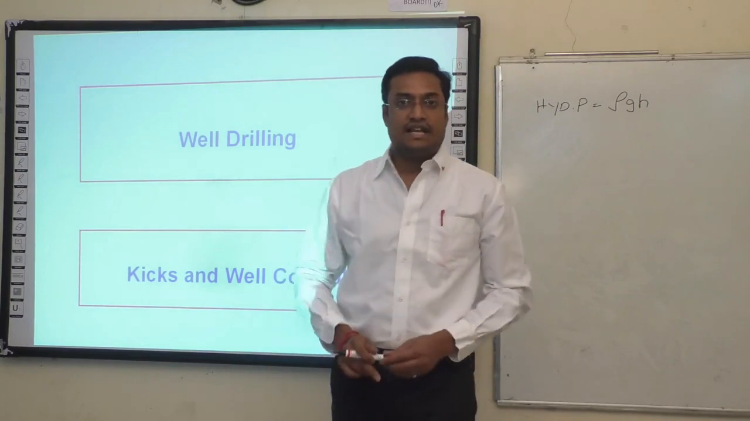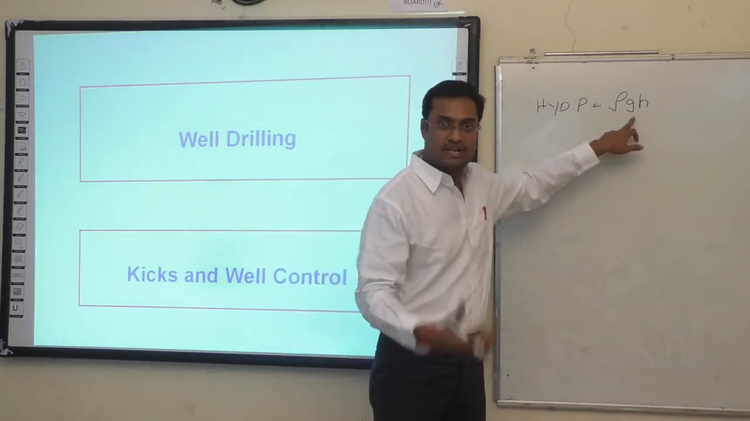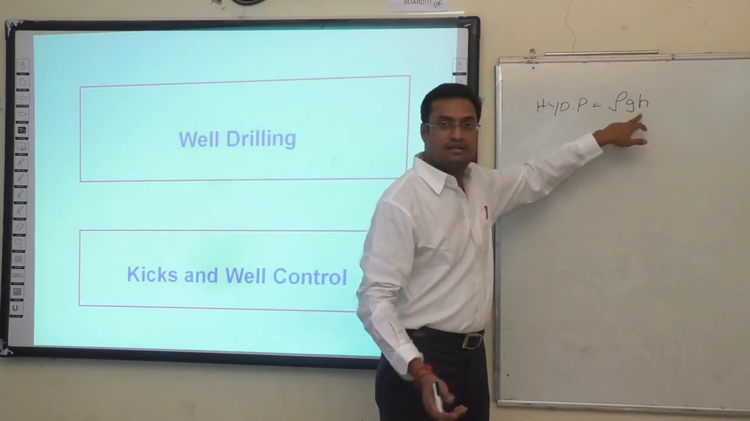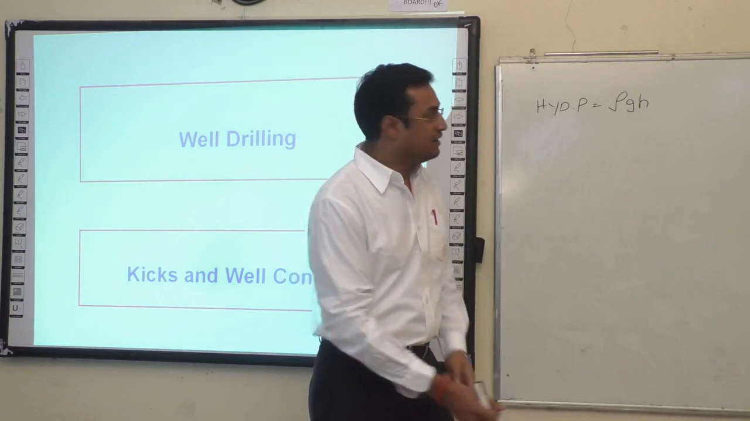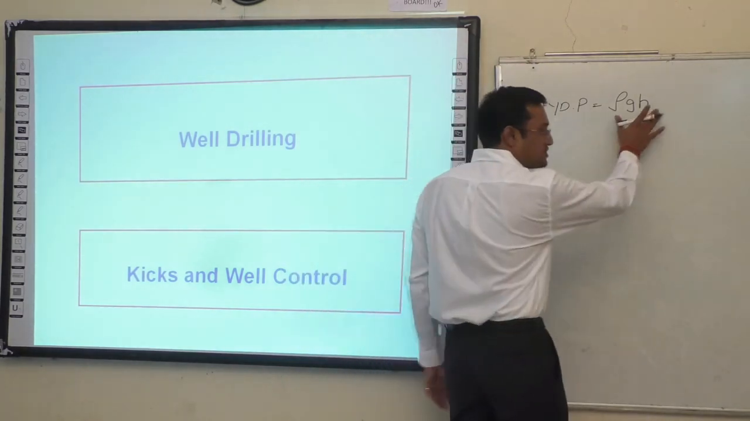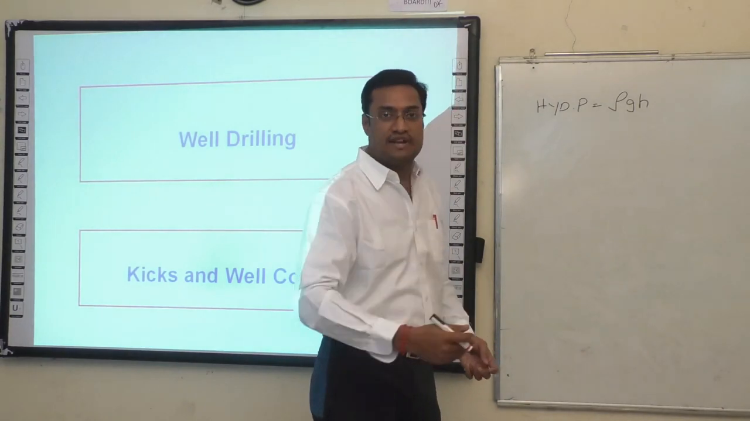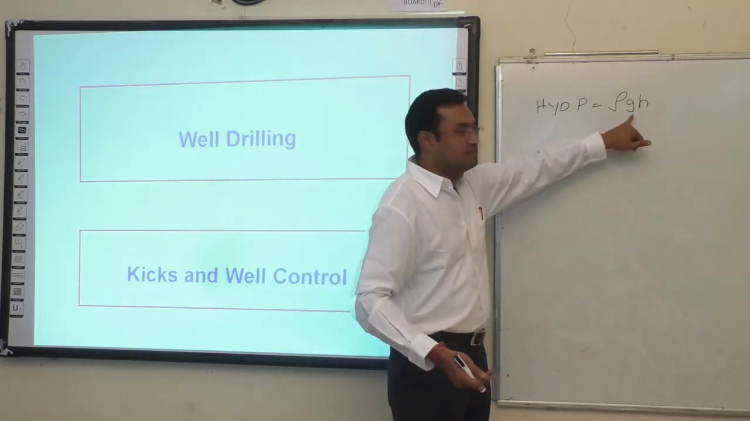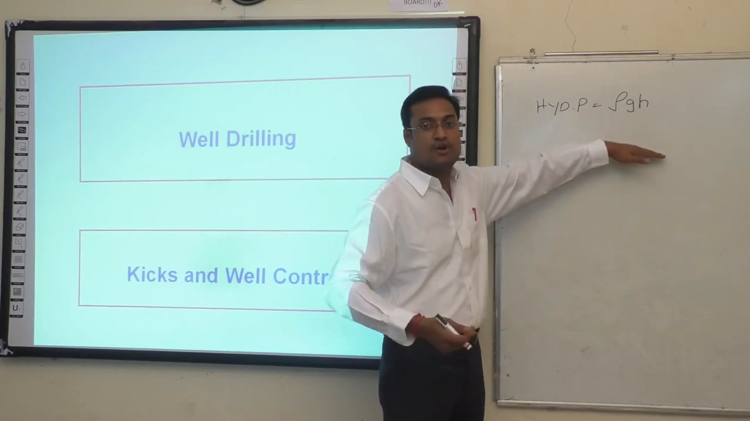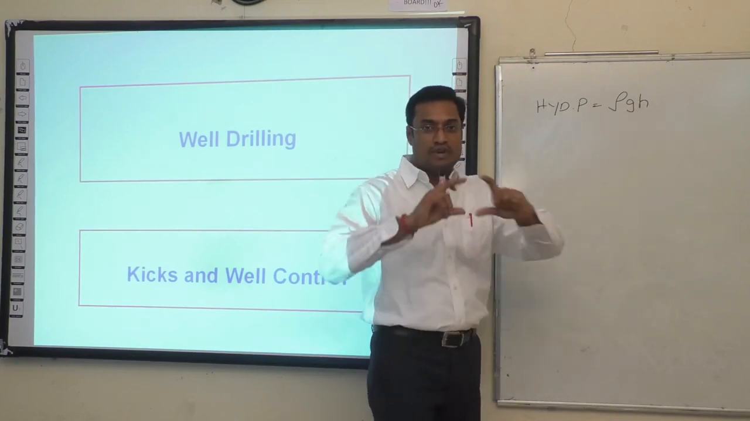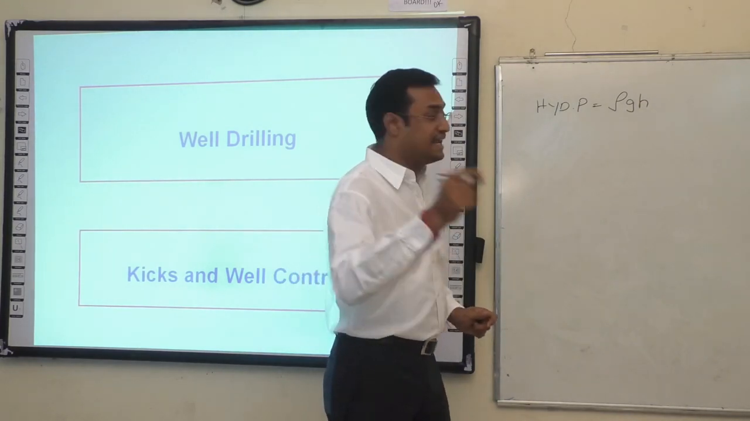Rho is the density of the fluid, g is the acceleration due to gravity, and h is the height of the liquid column which is acting. This is the formula which is generally used, but for oil field terms, we remove g, the acceleration due to gravity, and we simplify the formula with numbers so that you can calculate the hydrostatic pressure in field units.